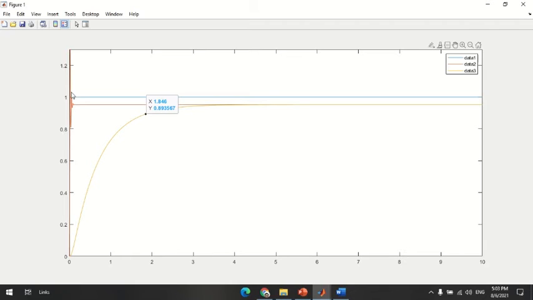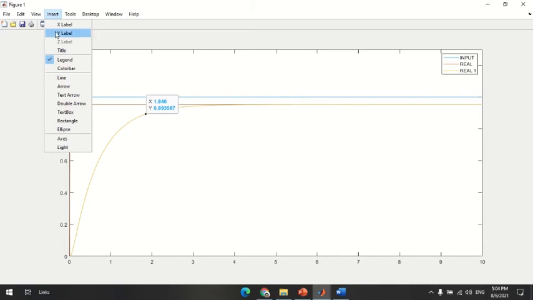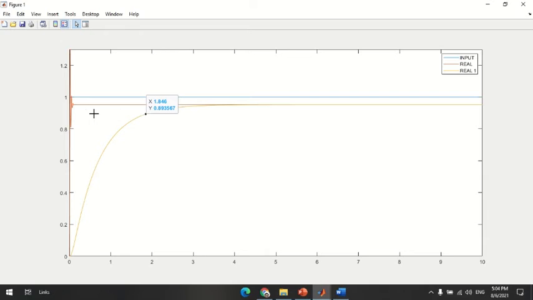And then for the blue line, we can declare as input, and for data 2 is real, and for data 3 is real 1. Then after we plot the TR, this is the 0.9.